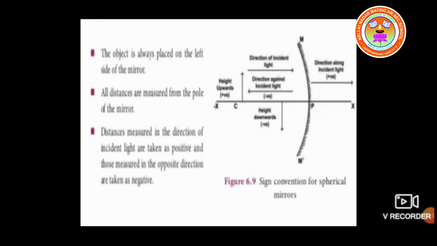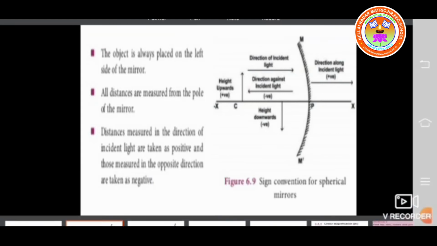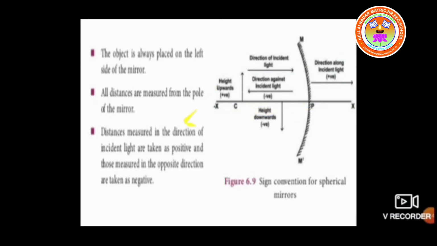So when you are measuring the values, if it is along the direction of the incident light, it should be mentioned as positive. If you are taking the readings from the pole and the direction is against the direction of the incident light, here it is taken as negative.